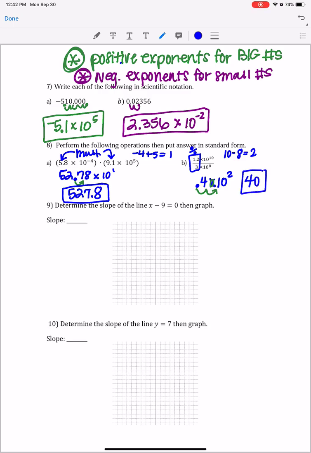But again, you can put these in your calculator and get them. Okay, those are really calculator work. You don't have to do those by hand.